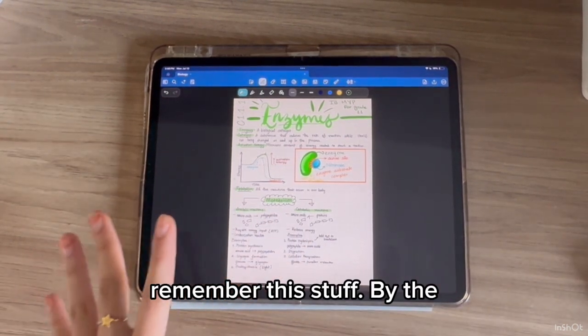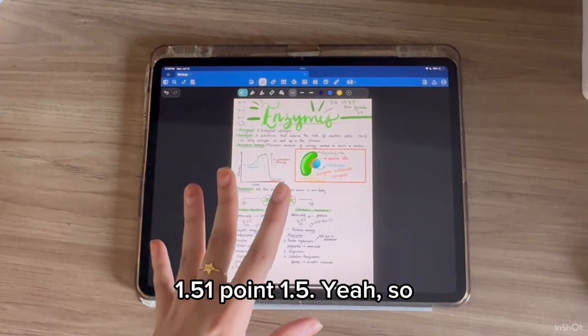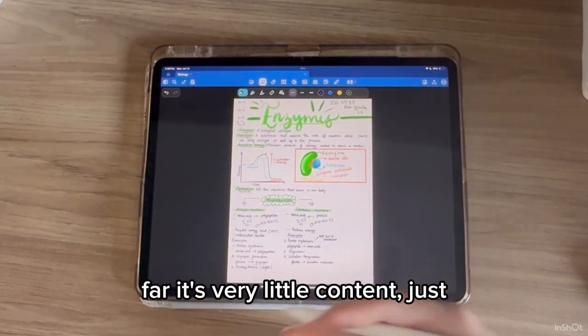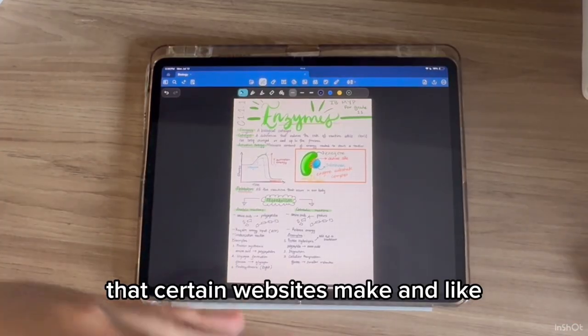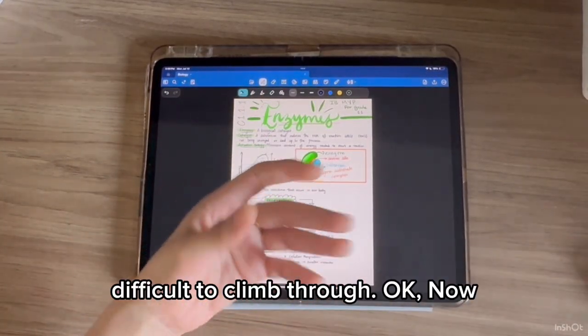By the way, we have reached about 1.1.5. Yeah, so far it's very little content, just that certain websites like to make it look really, really difficult to climb through.